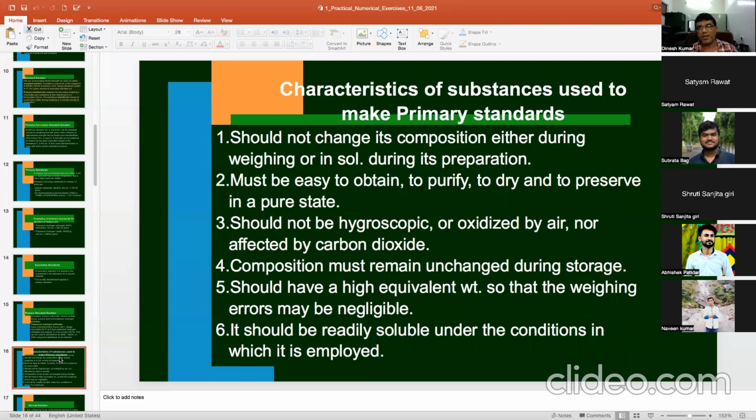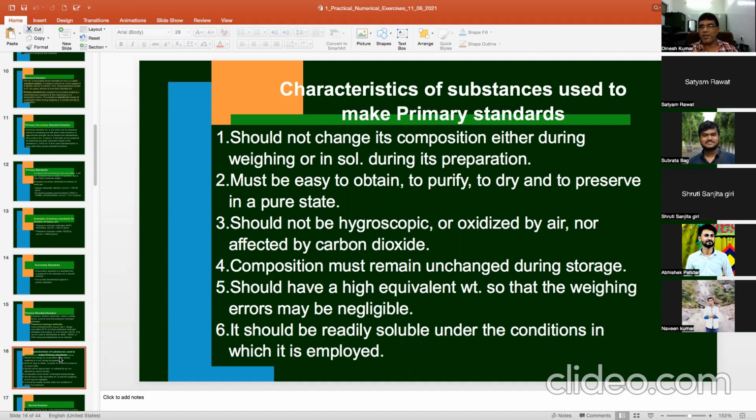Now you see what should be the characteristics of the substances that can be used to make primary standard. Not every substance can be used to make the primary standard. Certain characteristics are to be there in the substance, then only we can use it to make primary standard solution. First thing is that it should not change its composition. It should not degrade. It should not decompose. It should remain as such. It should remain the same chemical formula, either during weighing or in solution during its preparation. Here, SOL means solution.